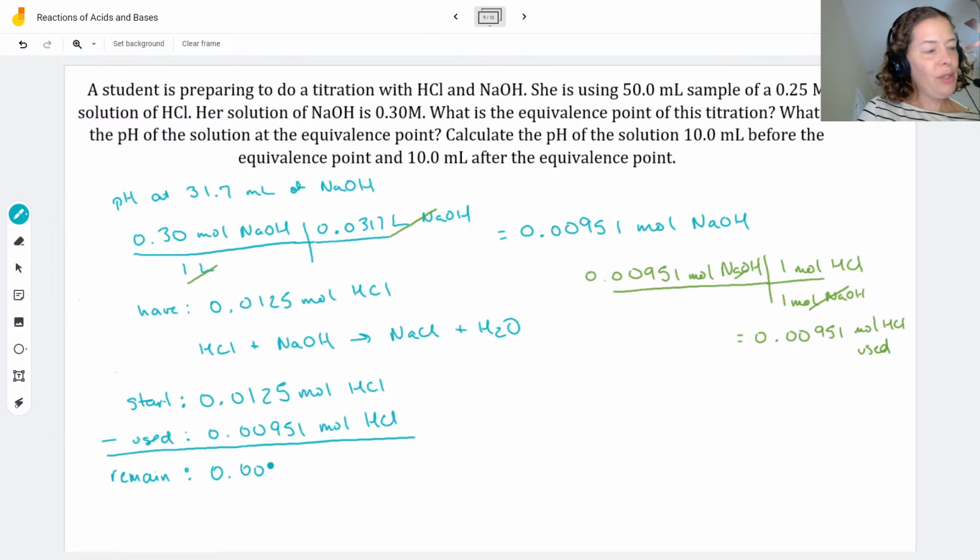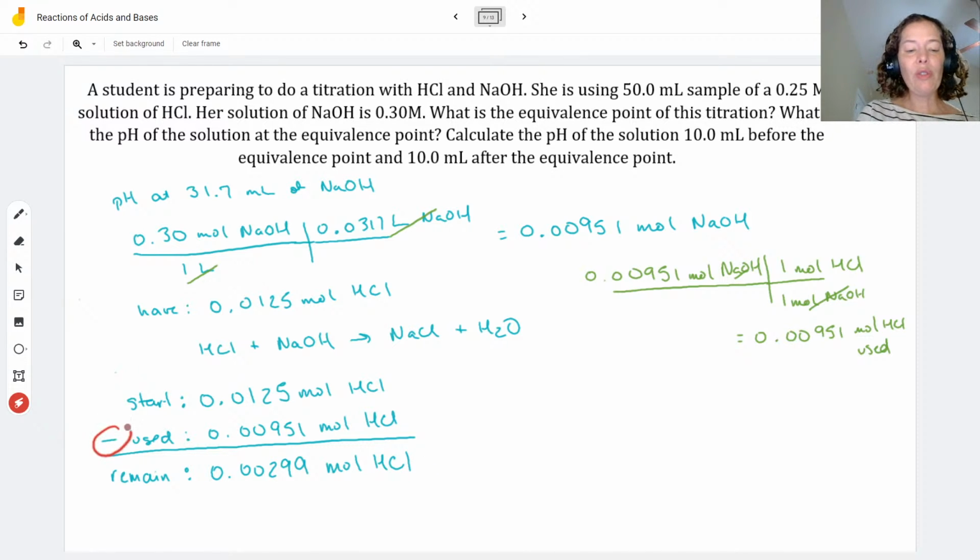That is 0.00299. Again, that's still moles of hydrochloric acid. An interesting thing to note with units: when you're doing subtraction or addition, your units must match, and that is the unit you have in the end. So it's unlike multiplication and division where units cancel. This is how many moles of hydrochloric acid I have left. I have no more sodium hydroxide left. That has all completely reacted.